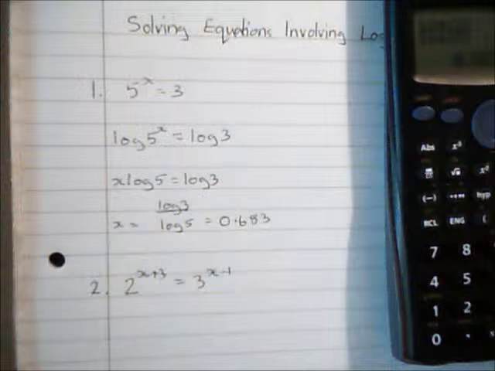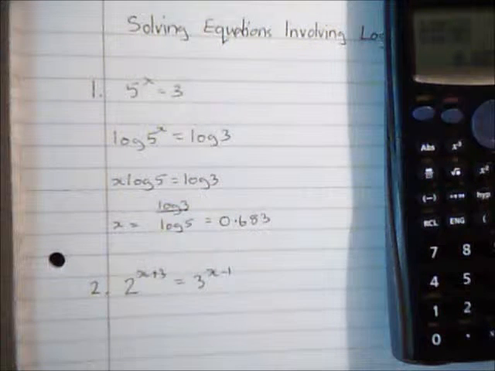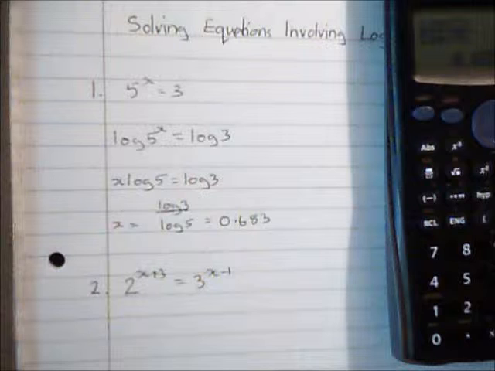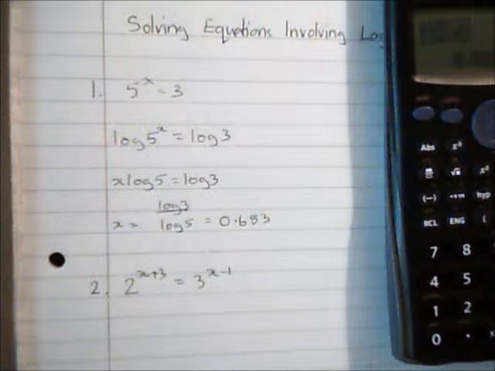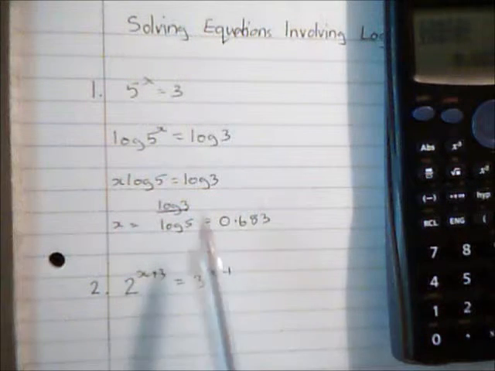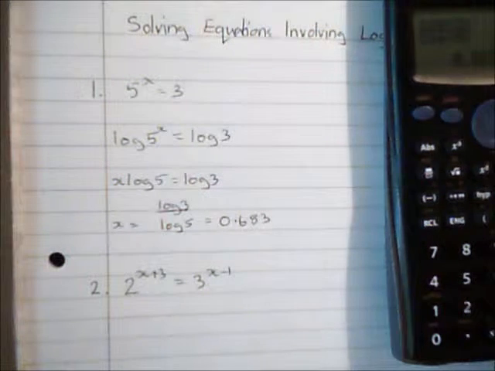Be warned, quite often you're asked to leave your answers as exact. So in this case the exact answer would be log 3 over log 5, because I can't simplify that without rounding.